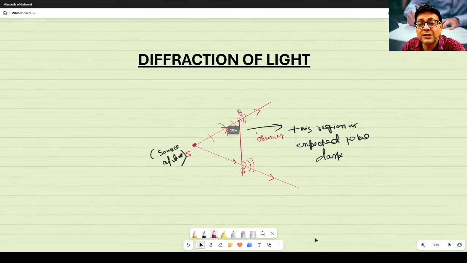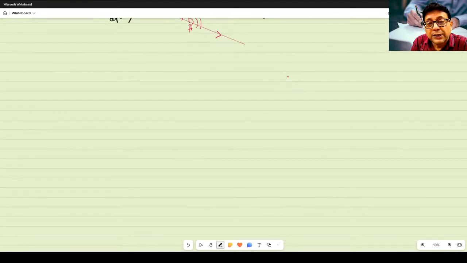Not only this, if you send light through a narrow slit, I am doing one experiment here. This is a convex lens. In front of this convex lens, a source of light is there. We are taking a source of light here. Then what will happen? Light will pass through it. If you keep the source at the focus, then light will go in this manner.